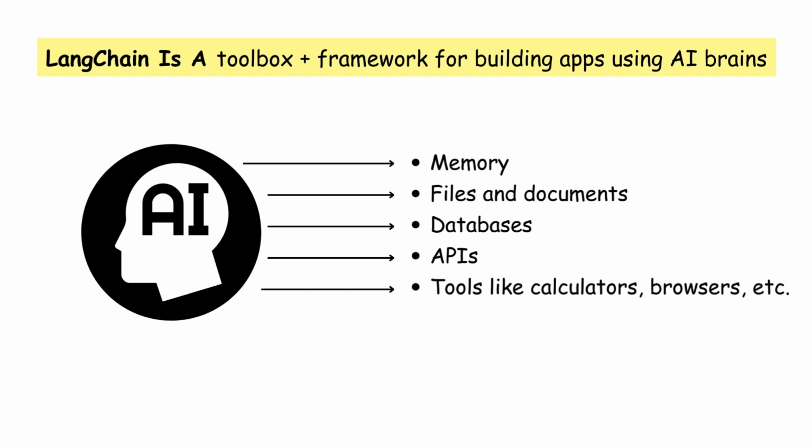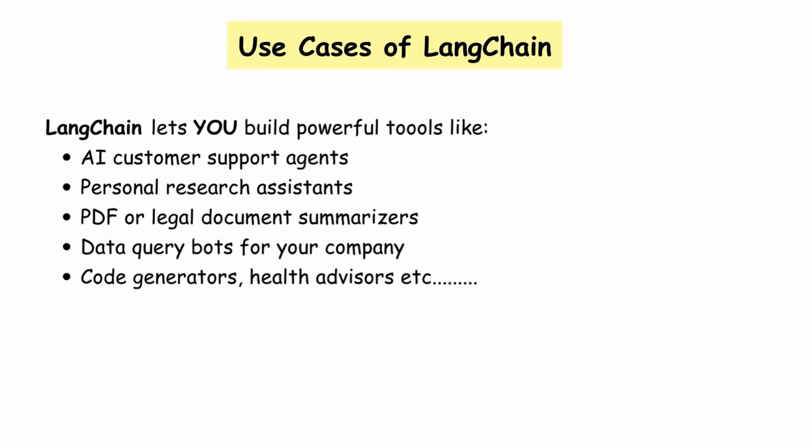LangChain is actually a toolbox or a framework for building apps using AI brains. It's a way to connect AI models to memory, files and documents, databases, APIs, and tools like calculators, browsers, etc. It is a system to chain steps together into a working application. Now, why should you really care about LangChain? LangChain lets you build powerful tools, not just use AI passively. You can build AI customer support agents, personal research assistants, PDF or legal document summarizers, data query bots for your company, code generators, health advisors, and so many things.